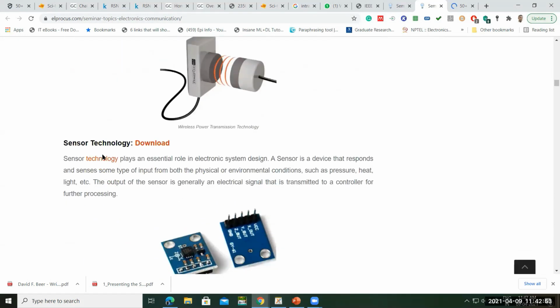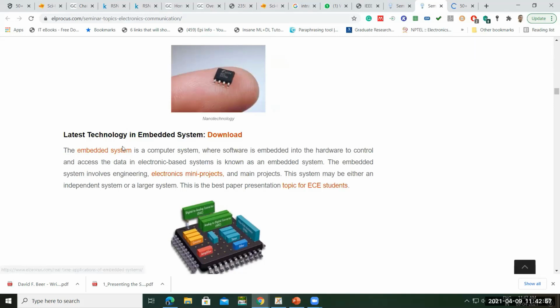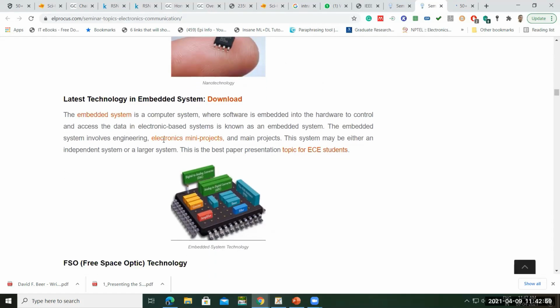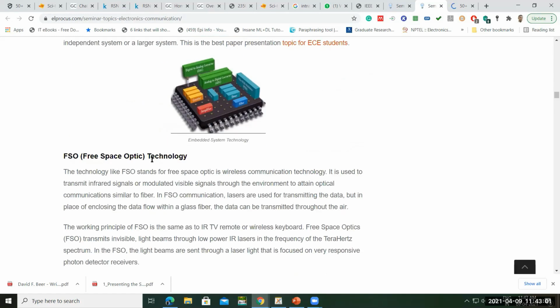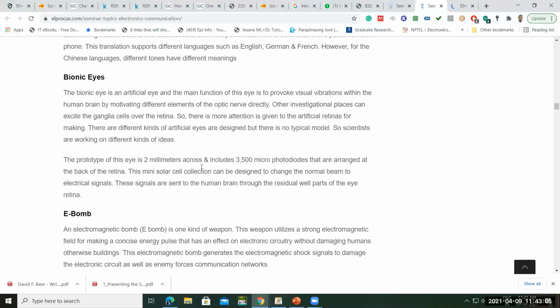Okay. See, just look here. Sensor. These are too broad. Okay. So again, they call it latest technology. Now, free space optic technology. What exactly do you mean? You cannot cover everything. You're talking of bionic eyes. That is true. But what exactly, can you narrow this down?